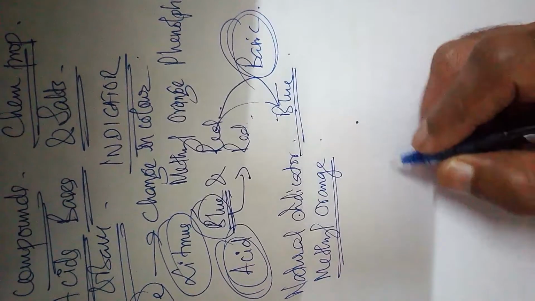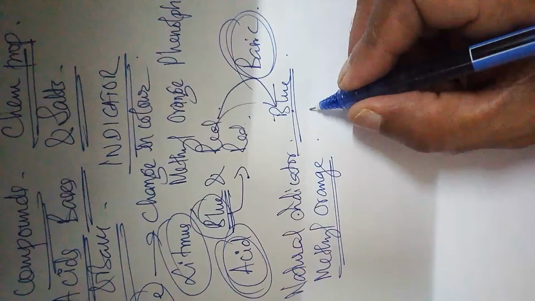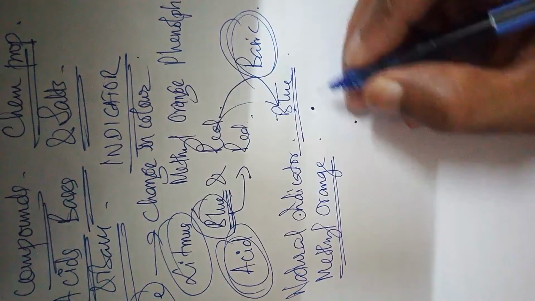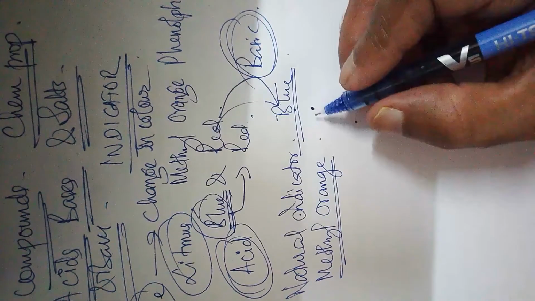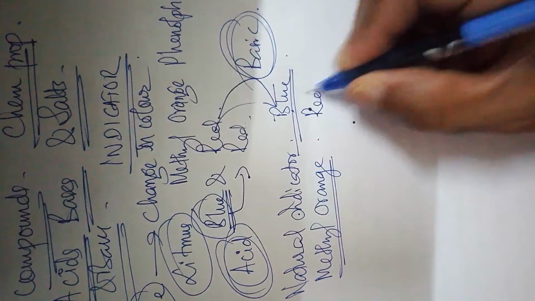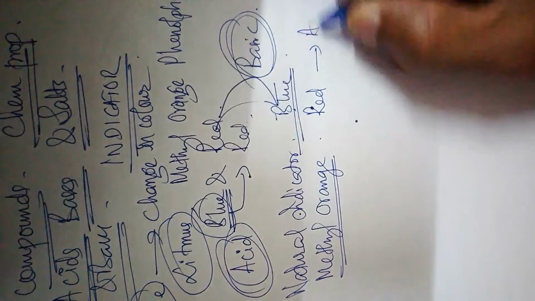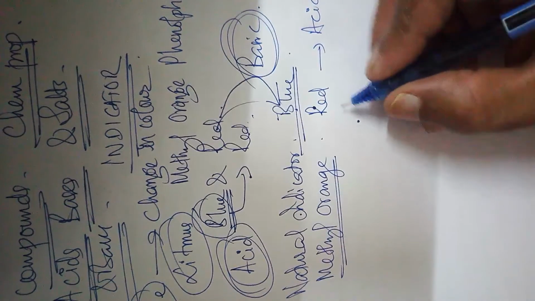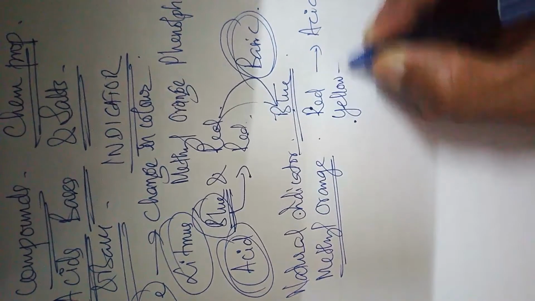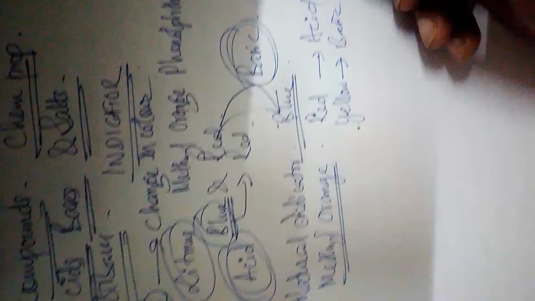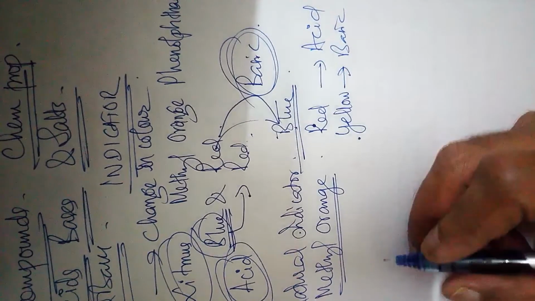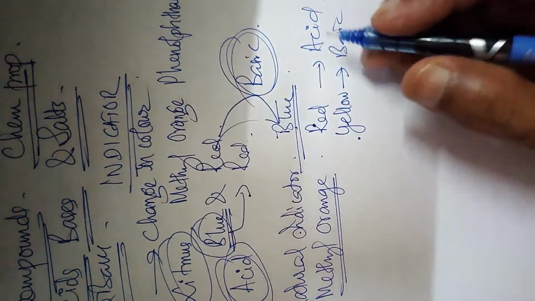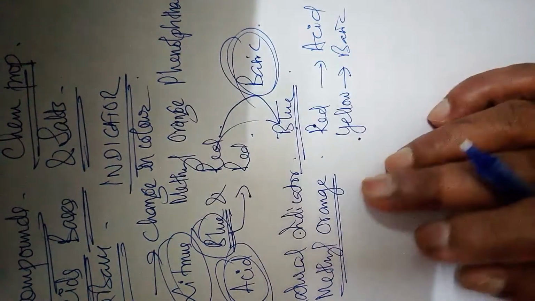Methyl orange. A drop of methyl orange added to a solution makes the given solution red in color if it is an acid. Methyl orange gives a yellow color in a basic medium. If it is colorless, we will say it is a neutral solution.